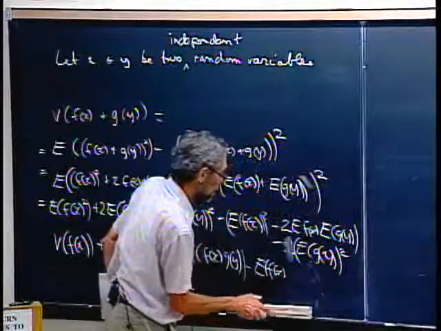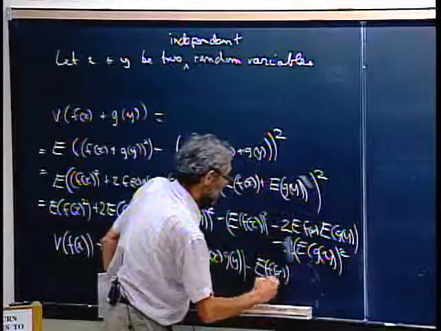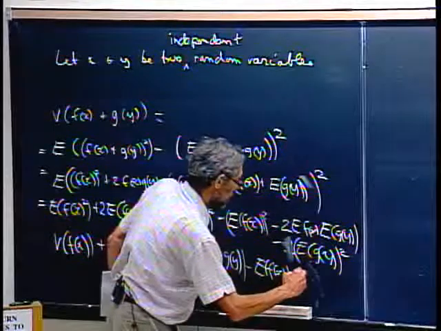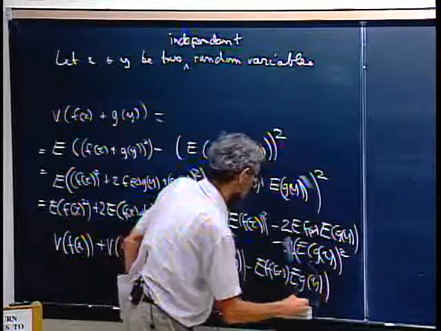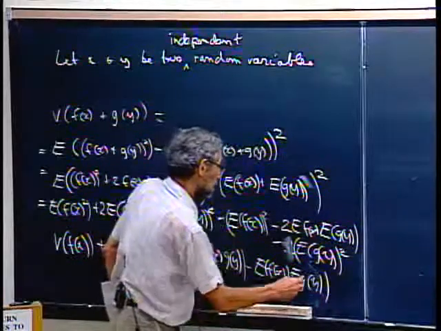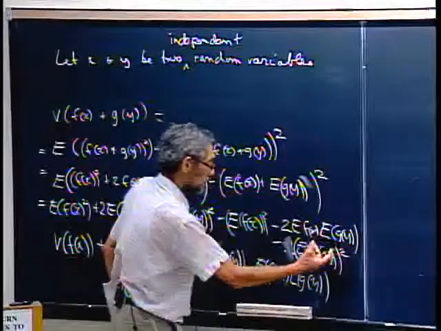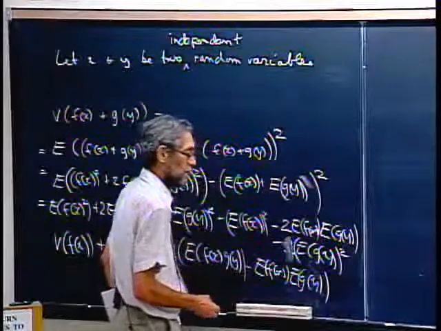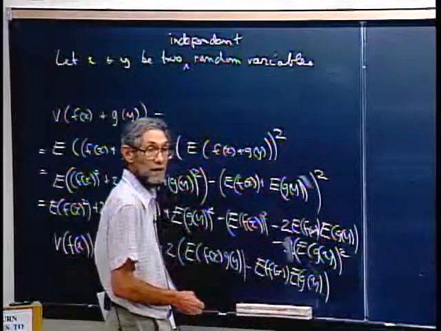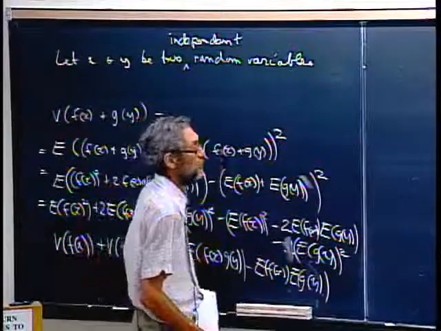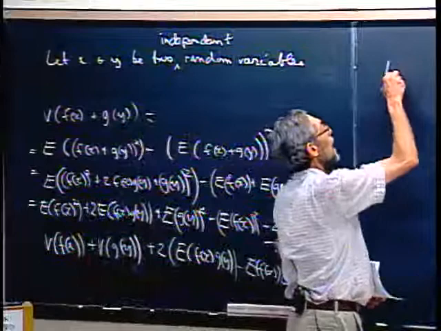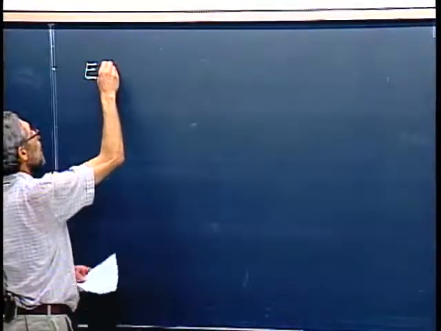This term. Somebody didn't correct my algebra mistake. f of x times g of y. Right, that's from this term times that term, and I left off some parentheses there. Right, so the question is, is the expectation of the product the same as the product of the expectations? And that's going to be true because x and y are independent.